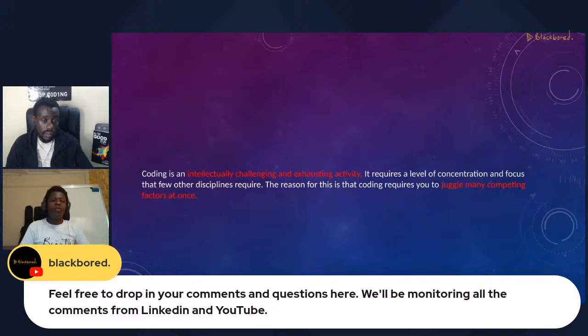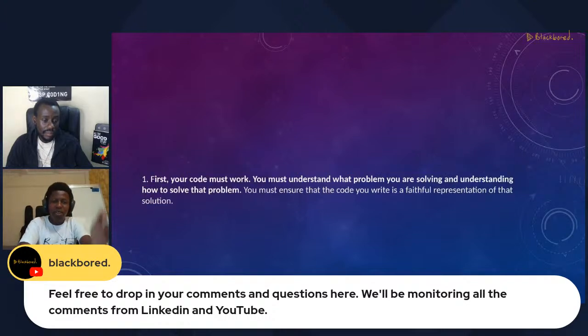I'm not going to compare with any. Maybe someone is listening from that field. But that's why, because you have to juggle many aspects together. Number one, the first thing is that your code must work. This is why sometimes it's hard. You must understand what problem you're solving and how that problem is solved. You must ensure that the code you write is a faithful representation of the solution.